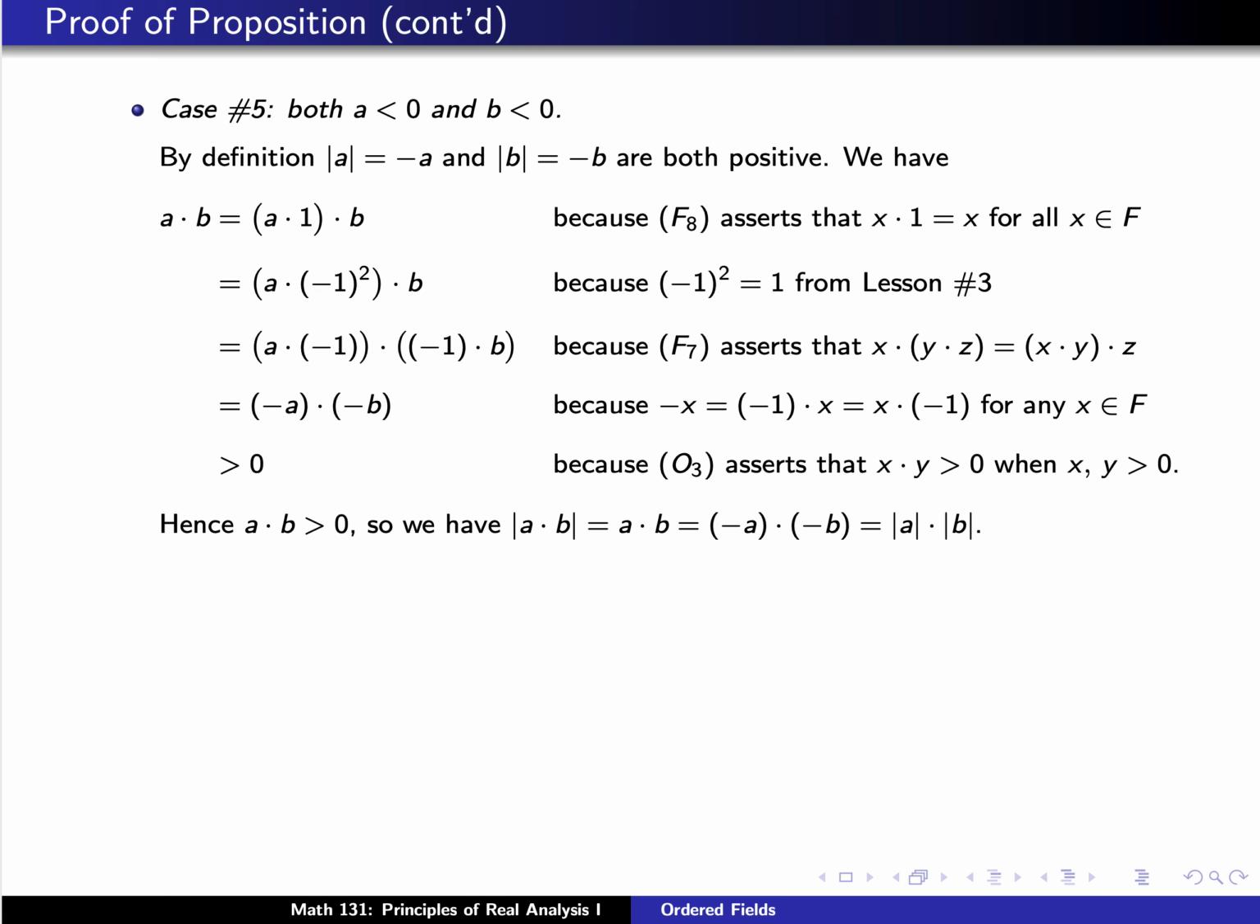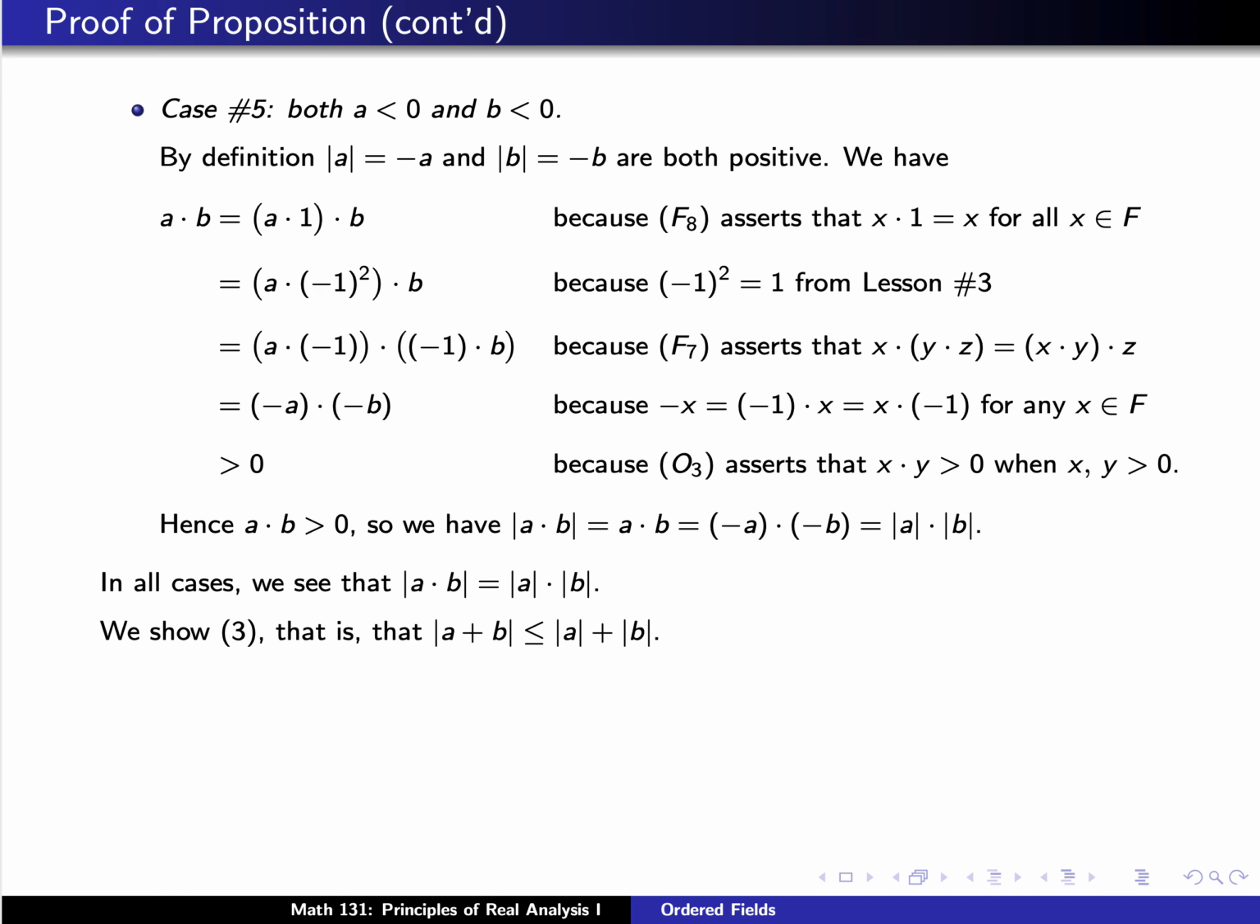For the last case, case number 5, let's say that a and b are negative. One shows that if a and b are negative, then the product a times b is positive. So it suffices to show that the absolute value of a times b, which is equal to a times b, is just equal to negative a times negative b, which is the absolute value of a times the absolute value of b. You can see the argument here on your screen. So this does indeed show statement number 2.